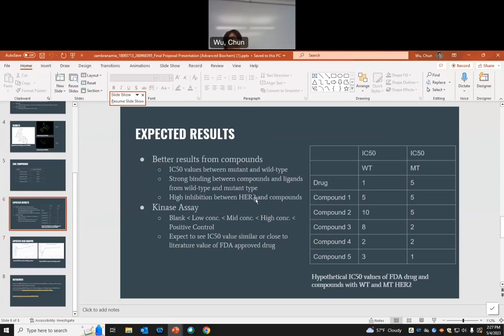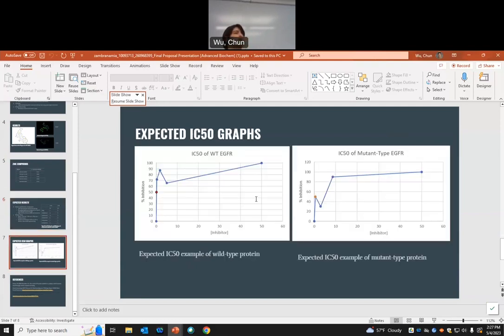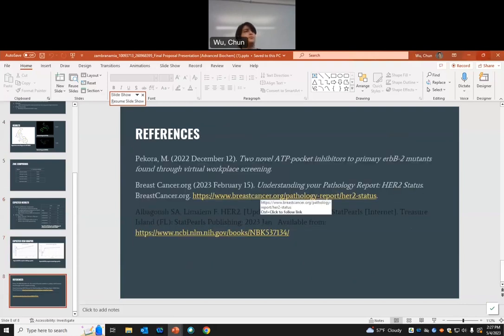with the table, we kind of want to see the same type of numbers going on between the mutant and the wild type, and we would want to see better results from the 5 compounds. And these would be examples of IC50 graphs we would like to see if we were using zinc compounds that were found before. That's my references.